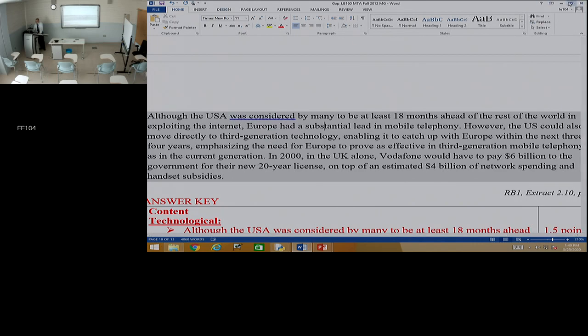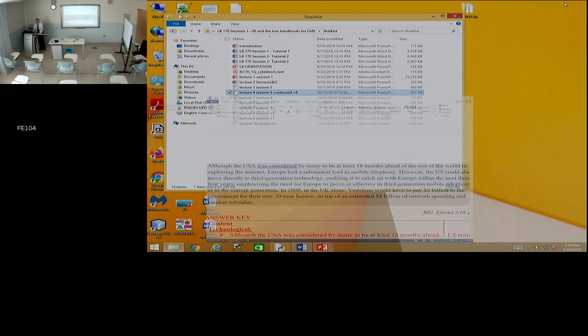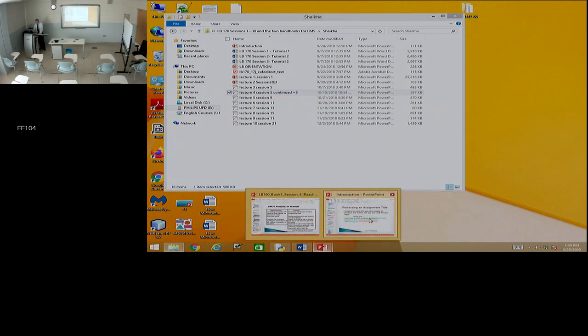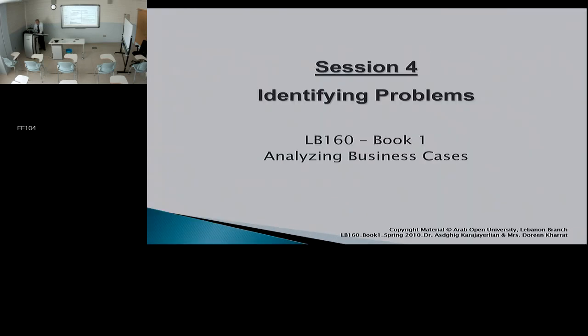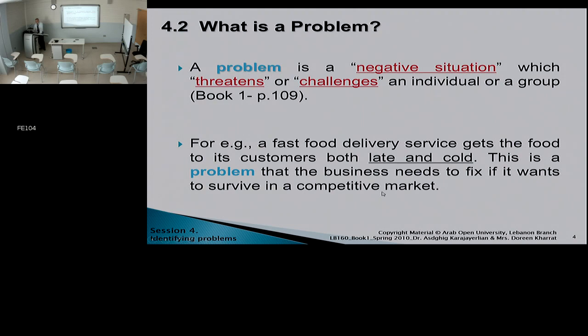Now we move to the last analysis that I would like to discuss with you, which is called problem solution. So this analysis is called problem solution. First, what is a problem? A problem is a negative situation that threatens or challenges an individual or a group or an organization. It's something negative that challenges or threatens an individual like Ahmed Osman, a group like you, and an organization like AOU. That's the definition of a problem.